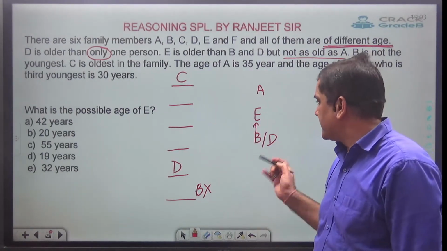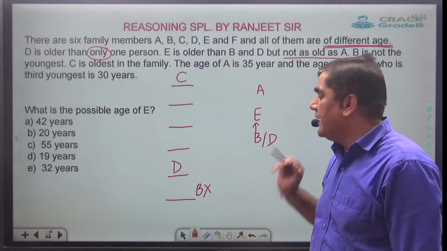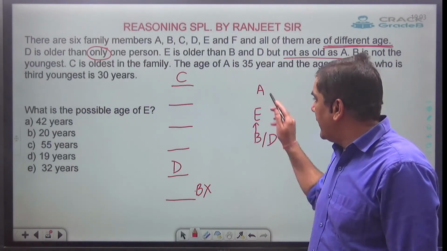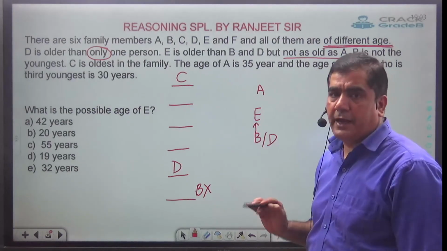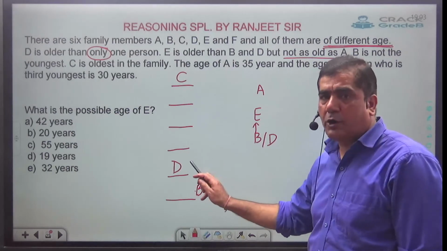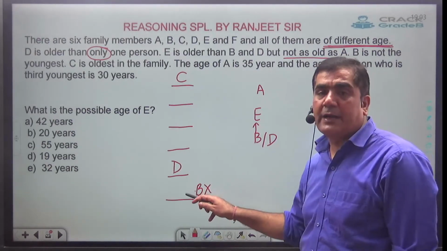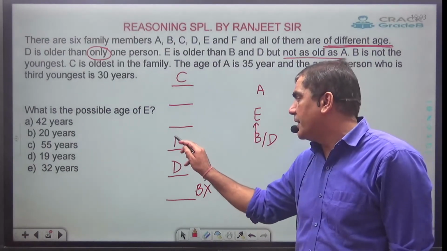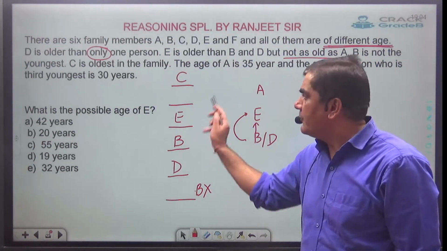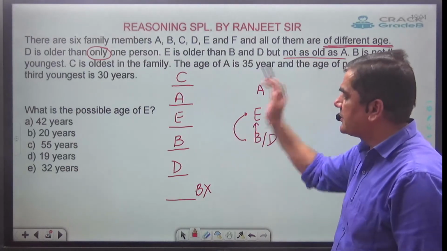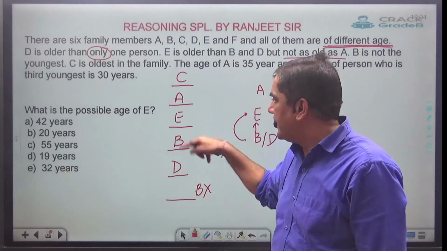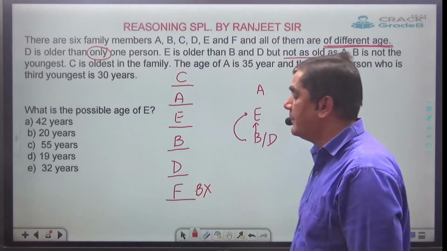Now just see, E is elder than B and D, and A is elder than E. So now what can be the maximum cases? C, and D is already over here. And very obvious B can't become over here, so B needs to be over here only, because above B and D must be E, and above E there must be A. All the conditions are satisfied. So the only remaining person is F. A has come, B, C, D, E and F. F will be at the bottom.